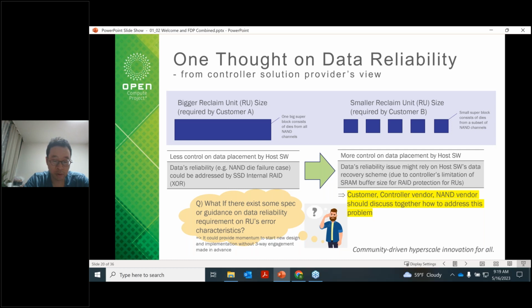As a controller solution provider, I wonder what if there is some spec or guidance on additional requirements on reclaim unit error characteristics, so that we better understand customer needs and put relevant design into our next generation controller. We believe that this could provide a momentum to start a new design and engineering effort for suppliers who want to take part in the FTP ecosystem. Thank you for listening to my talk.